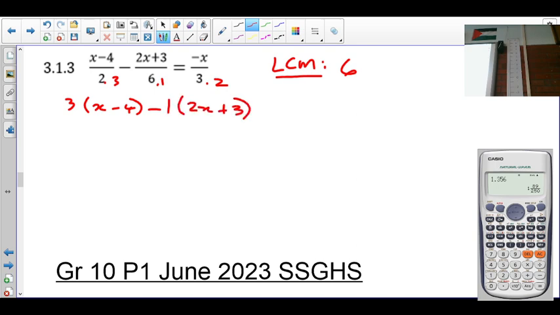People, there's a common made error here. When they multiply it out immediately, they miss out the last term here. They write the positive 3, which is supposed to be negative. And of course this must be multiplied by 2. So what do I do? I get rid of the brackets. So it's going to give you 3x minus 12 minus 2x minus 3 is equal to negative 2x.